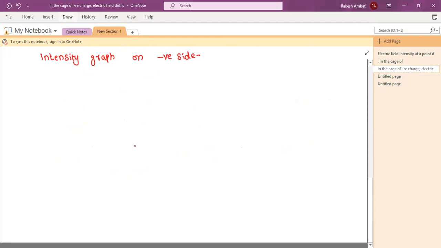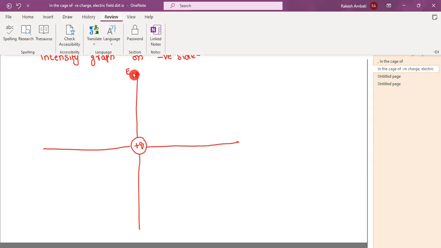For example, we have a positive charge, and we have to draw the graph between intensity and distance. So it is the intensity axis and it is the distance axis. Okay, so what are the points we have?